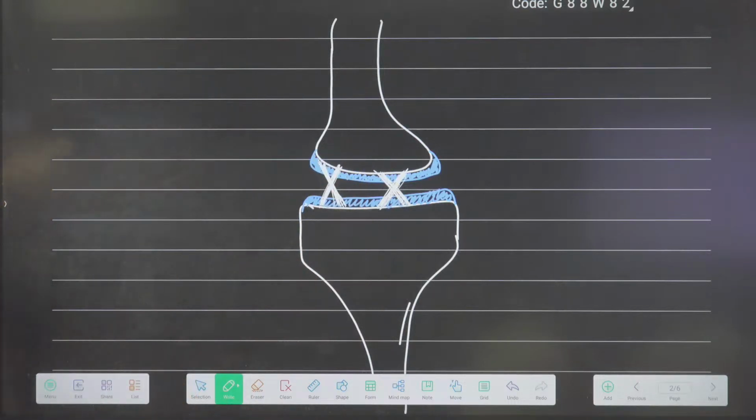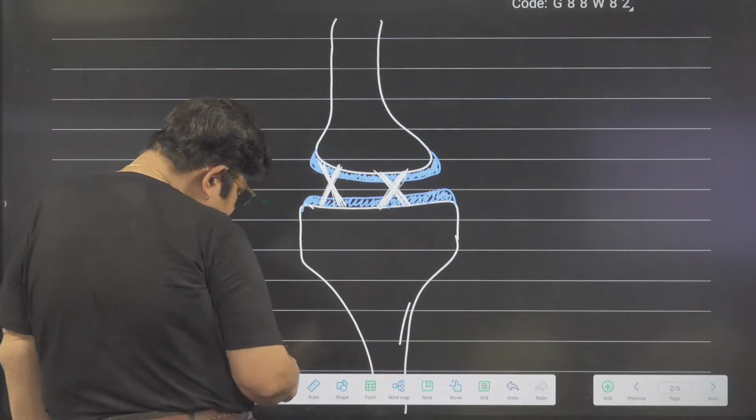Yes children, tell me, which tissue is this? No, only the tissue. White color fibers that I have shown. Hinge joint, beta? I didn't ask the joint. I am asking which tissue is this? Which tissue is joining the two bones? Ligaments, yes. This is ligament. Very good. This tissue is ligament.